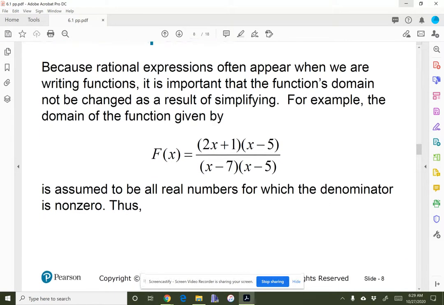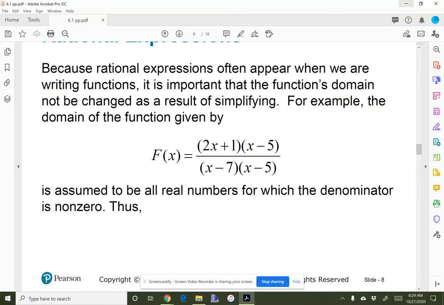So the big thing you need to know is this: the bottom can't be 0. That's how we find the domain. We start with everything, and then we take our bottom, factor it, and then set the factors equal to 0.